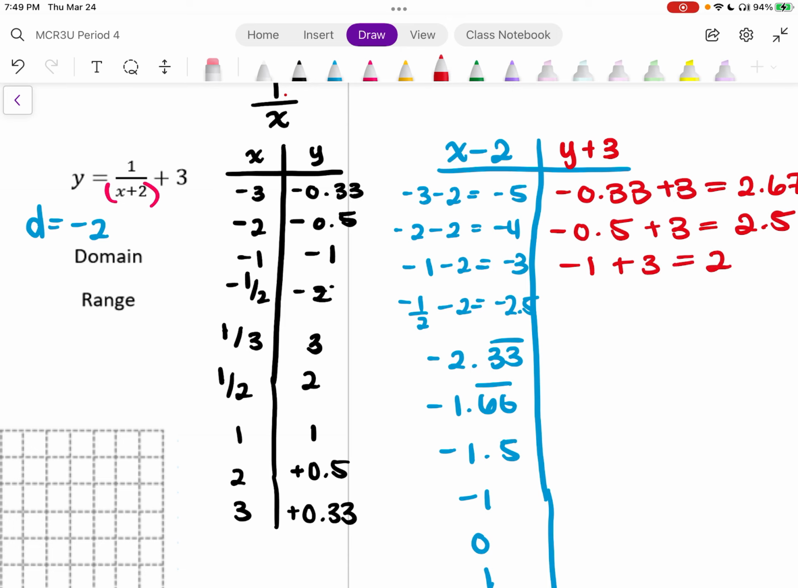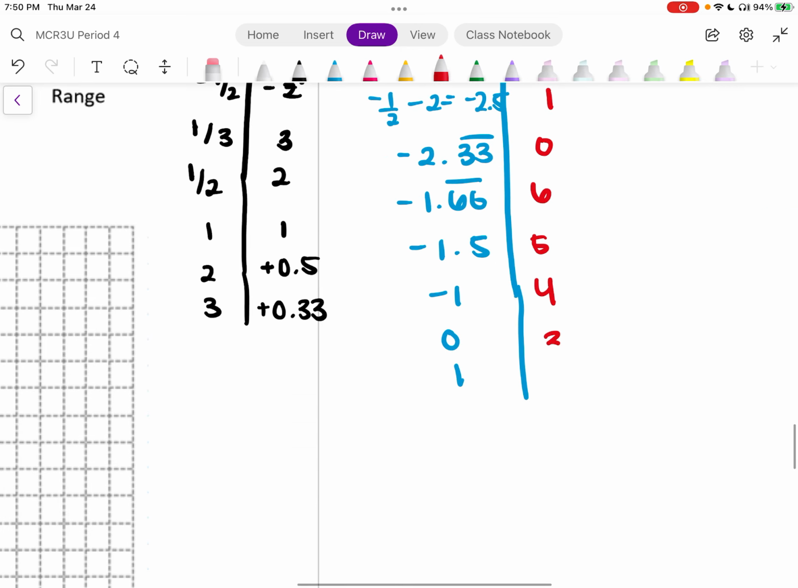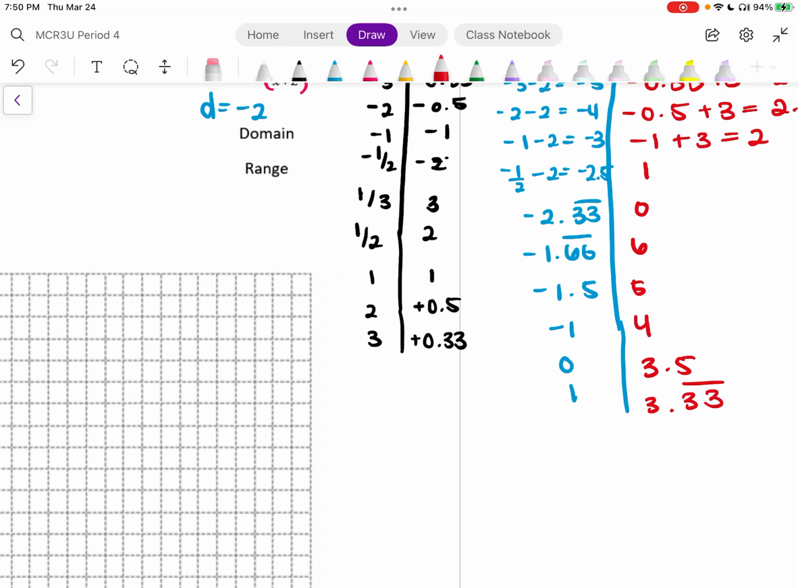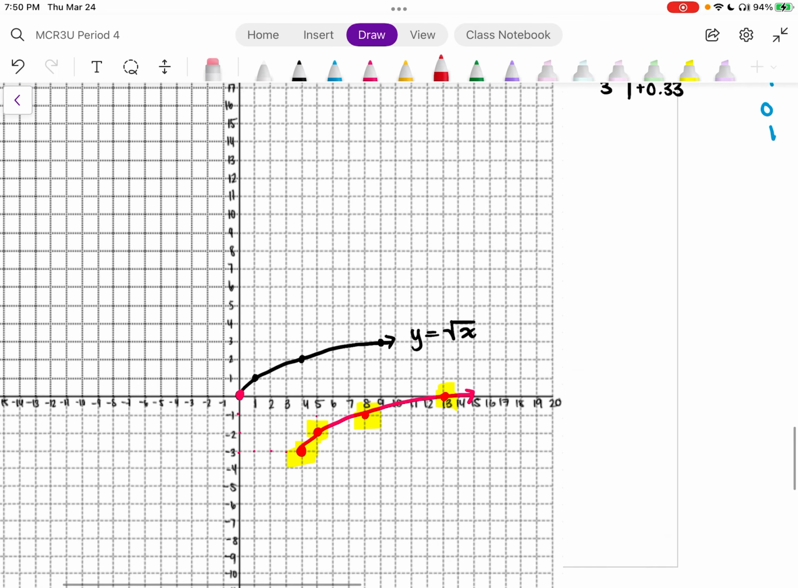If I just keep going down and adding 1 to all of these, I'm going to end up with positive 1 here, 0, 6, 5, 4, 3.5, and 3.33. And then I'm just going to graph these, right? So let's go graph these in here.